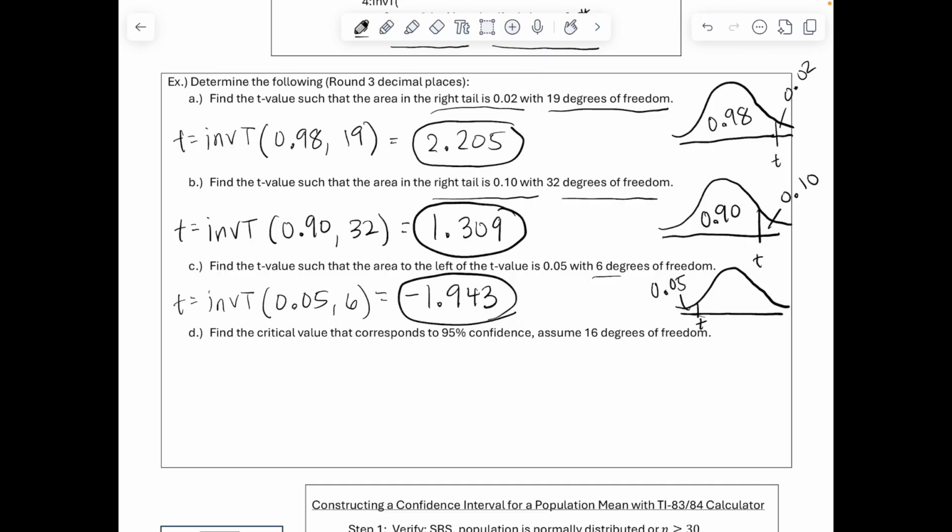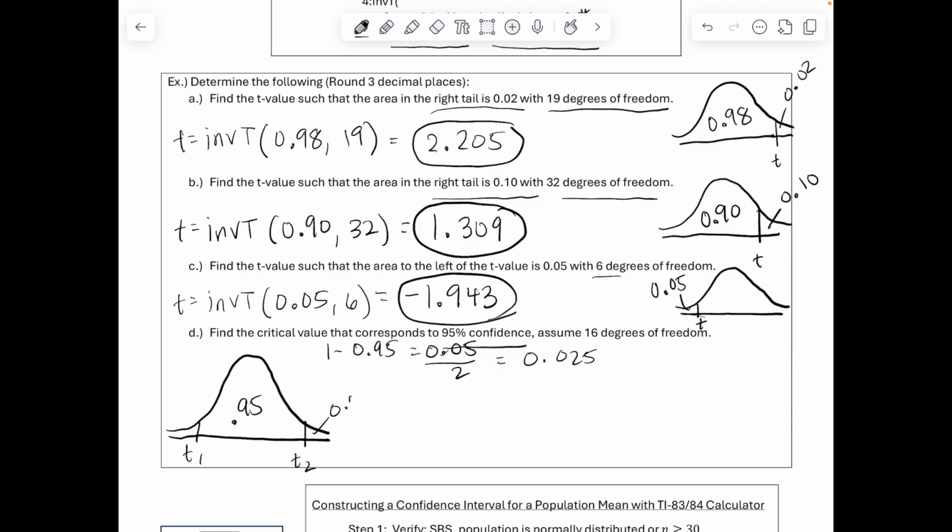Part D says find the critical values that are corresponding to a 95% confidence. Assume 16 degrees of freedom. So again, taking the time to sketch our curve to get a better understanding of what's going on in this case. And anytime that we're dealing with a 95% confidence or any type of confidence, remember that we are going to have 2 cutoff values. And so this is going to be 95% confidence. I'm going to go ahead and call this one t sub 1 and this one t sub 2. And since the total area under the curve is 1, if I subtract that, I get 0.05. And then if I divide that by 2, I get that each tail is going to have 0.025.